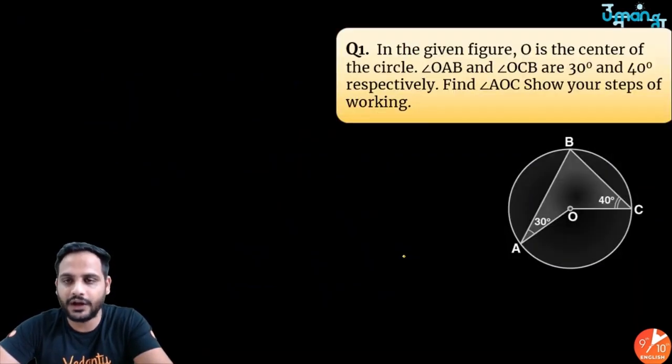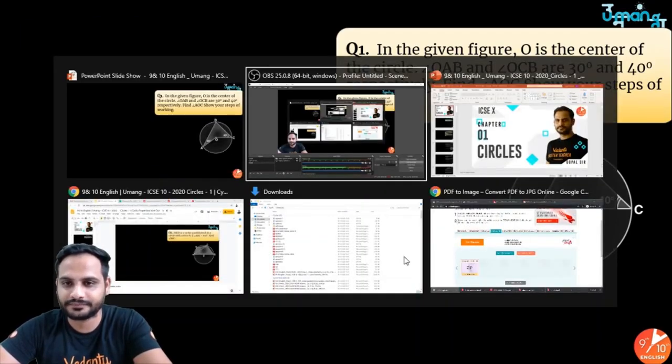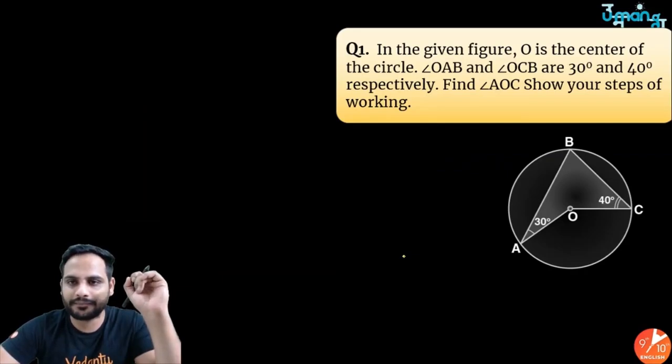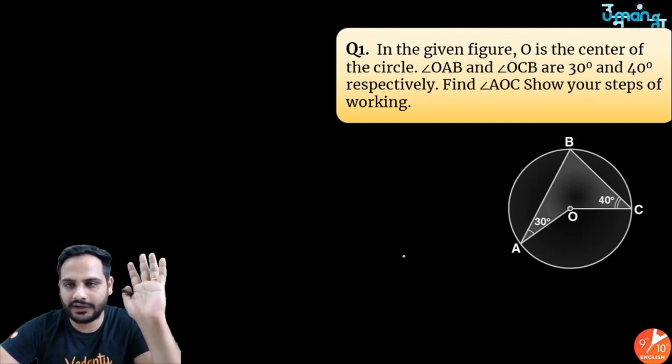Got it? Now we'll be looking at some amazing questions. So how do you solve this part? Remember, in the given figure, O is the center of a circle. Angles OAB and OCB are 30 degrees and 40 degrees respectively.